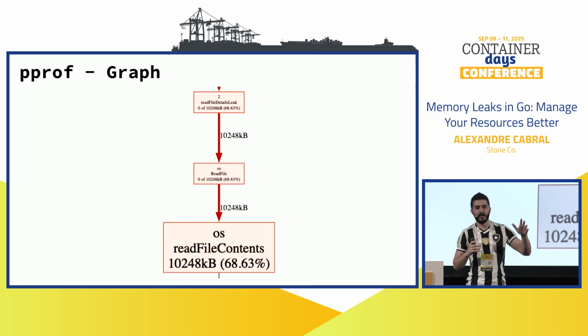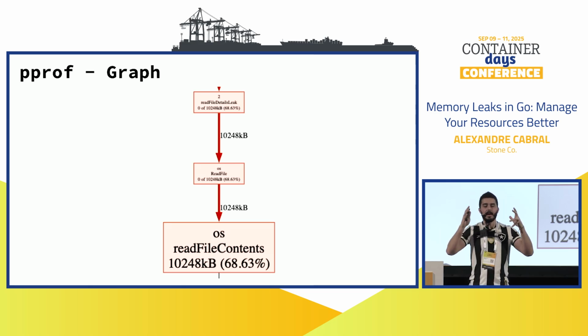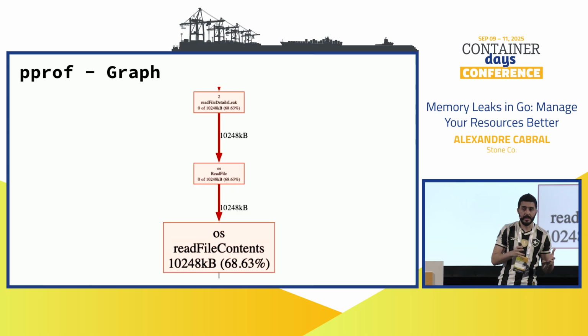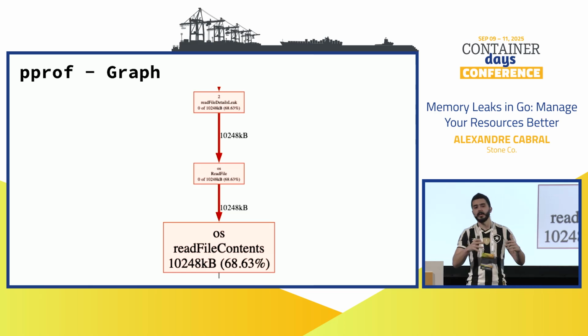There are lots of functions that will be zero of something, because these functions themselves don't contribute to memory allocation. Actually, they are just calling another function that is contributing. But os.ReadFile is a standard library function. It doesn't matter to me. What matters to me is what's happening up in my graph.